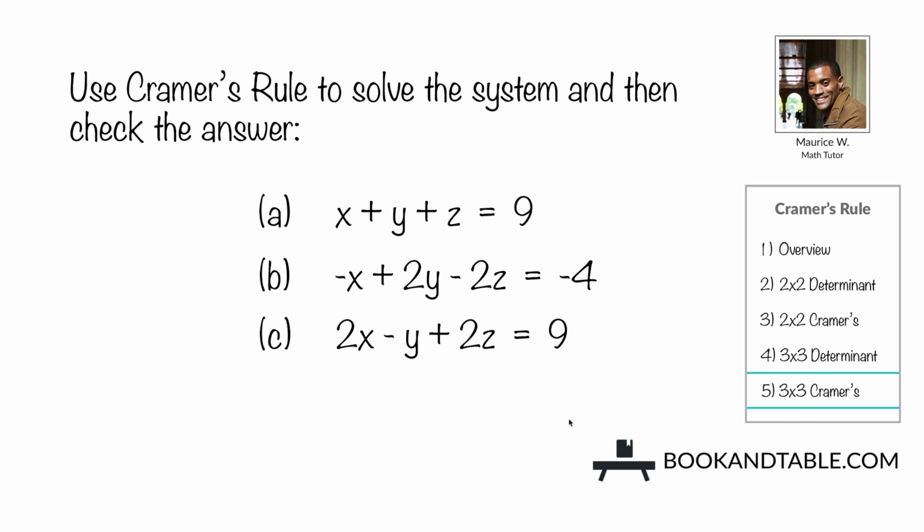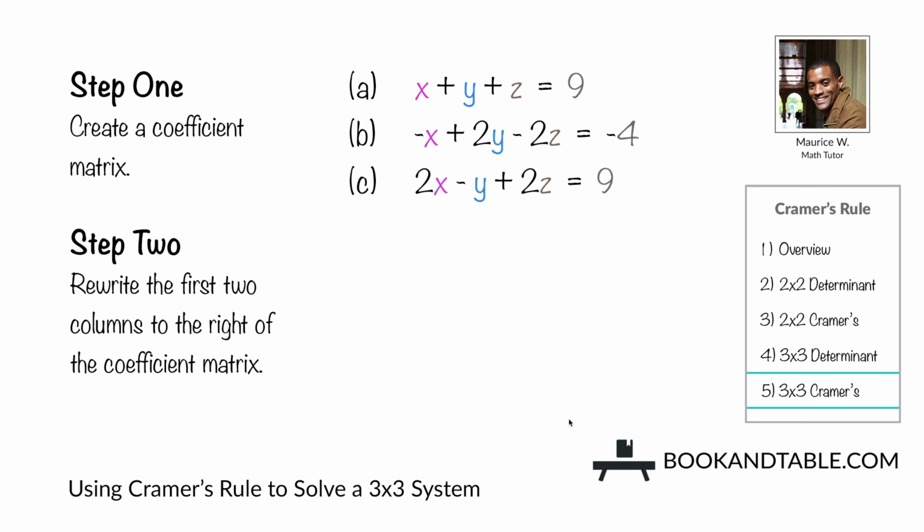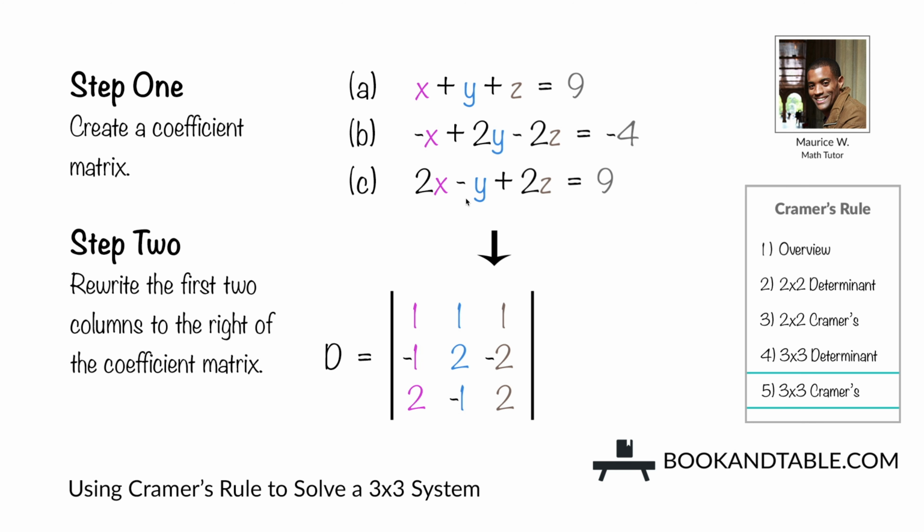So how would we solve this using Cramer's rule? Step 1, create a coefficient matrix. So we look at the coefficients for our x, y, and z terms and create a 3x3 matrix. So the first column, the coefficients of our x variables are 1, -1, and 2. So that's column 1.